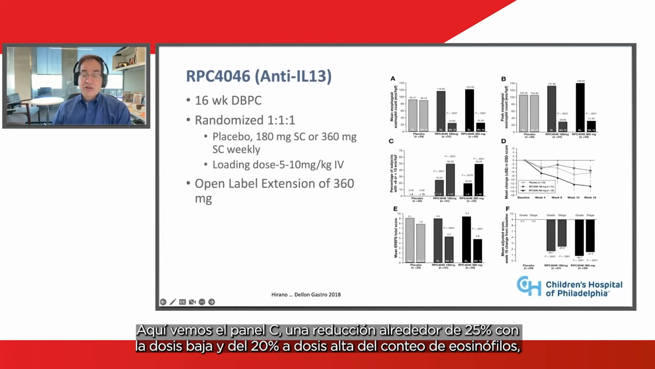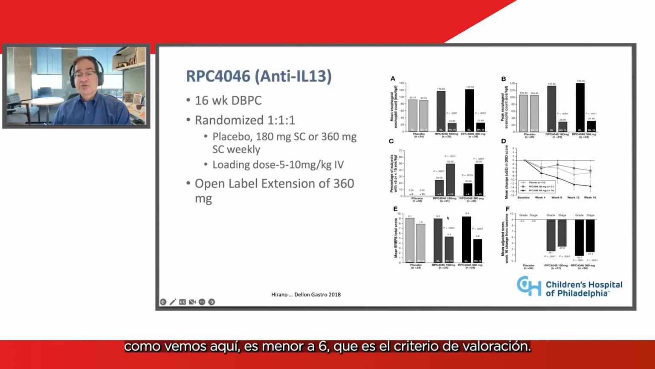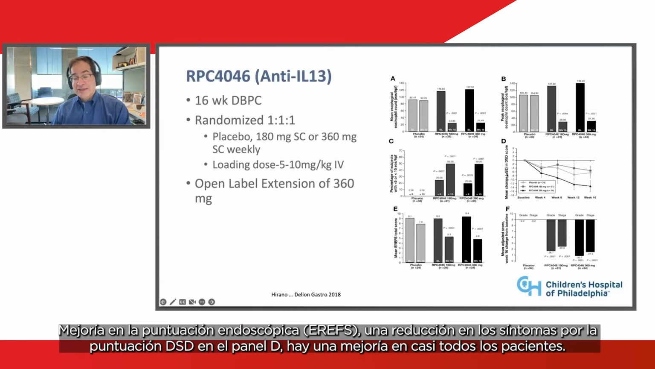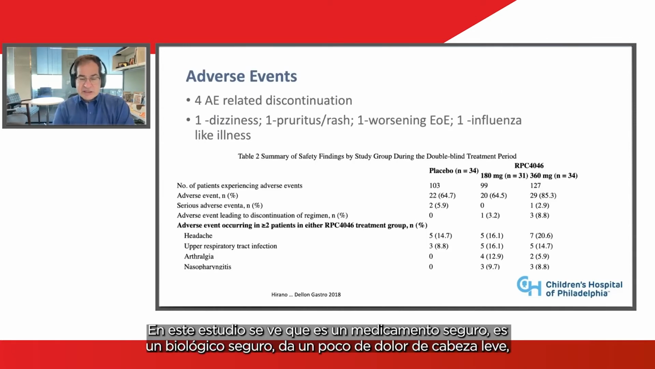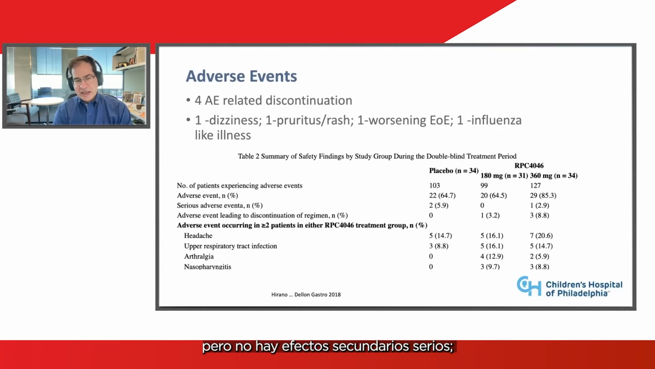You can see on the low dose, it was about 25%, and high dose about 20% reduction in eosinophil counts less than 6. That's sort of the endpoint. You see improvement in endoscopic scores and an improvement in dysphagia, which is the DSD, which is panel D. So there's generally an improvement in our patients. In the study, it seemed to be relatively safe. There was some mild headache, but no serious side effects. And this drug is now going into phase 3 clinical trials looking at approval.